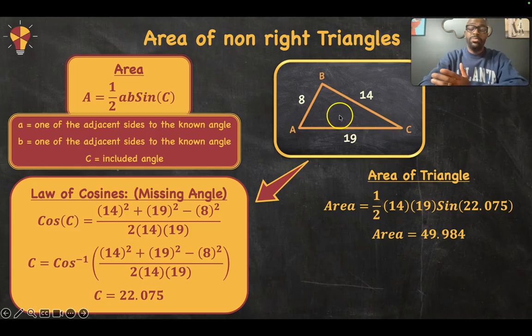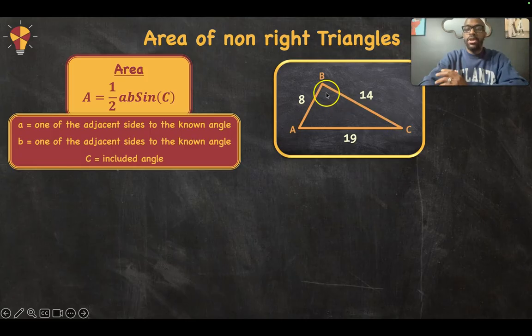So now let's say you looked at this problem and you didn't solve for angle C. Let's say you say, you know what, I'm going to solve for angle B, and I'm going to use 8 and 14 as my adjacent sides. I'm going to use those for my A and B as 8 and 14. Cool, you should get the same exact answer.